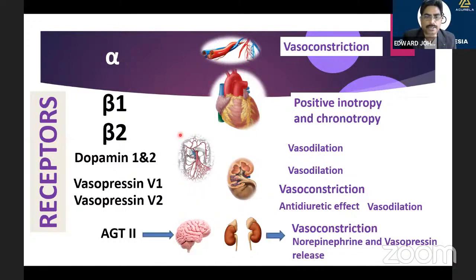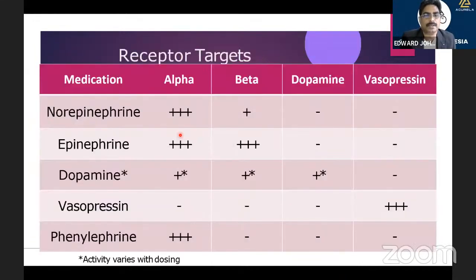Angiotensin 2 acts on the posterior pituitary to release vasopressin, and it acts in the kidney, causing vasoconstriction. Norepinephrine also causes vasopressin release from the posterior pituitary. So you must know which drugs act on which receptors.